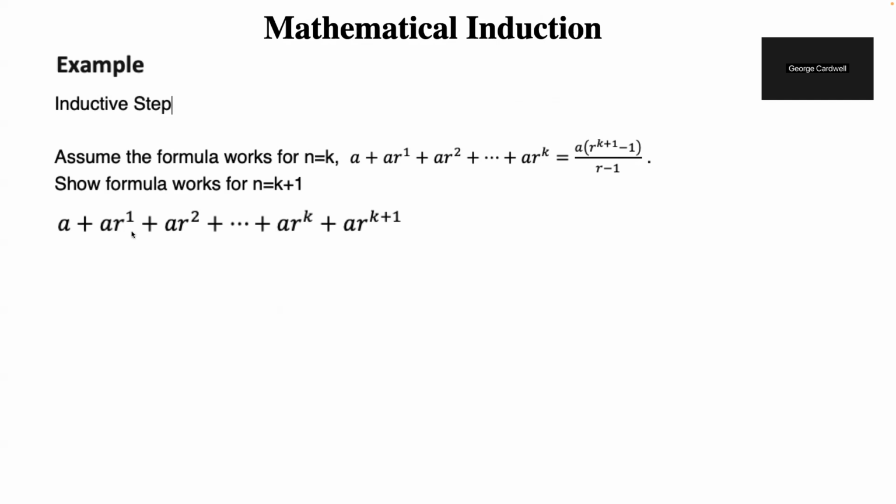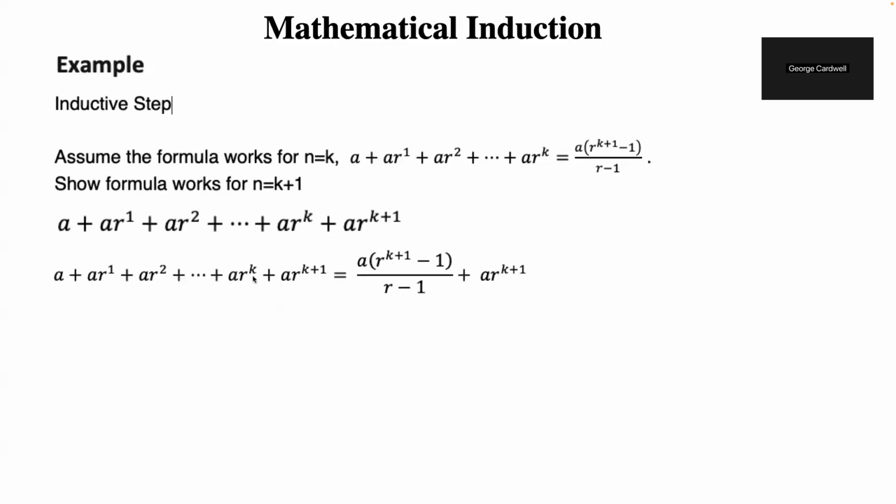There it is. A plus AR^1 plus AR^2, and so on, plus one more term, AR^(K+1). So notice everything up to the very last term is this, right? A up to AR^K. You have A plus AR^1 plus AR^2 up to plus AR^K in this formula.